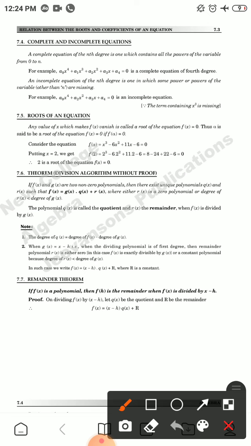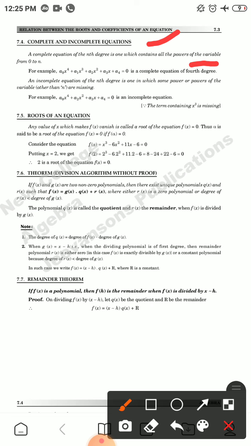Now next, definition for complete and incomplete equation. A complete equation of the nth degree is one which contains all the powers of the variable from 0 to n. For example, a0 x^4 + a1 x^3 + a2 x^2 + a3 x + a4 = 0 is a complete polynomial of fourth degree.